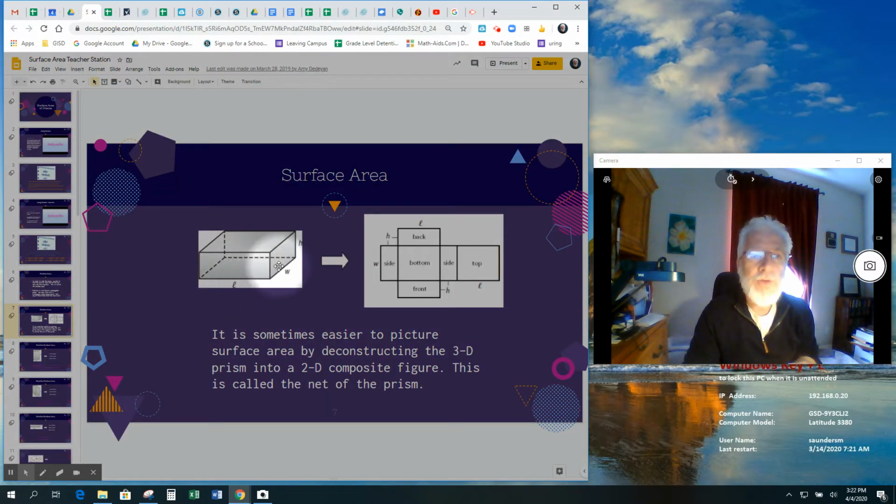So we have length, width, and height of our rectangular prism. And if we were to slice down the edges and open that up into a flat piece of cardboard, for example, we would have a side that is width times height. And we would have another side right here that is also width times height. Then we would have a back and a front that are height times length. And we would have a bottom that's length times width and a top that's length times width.